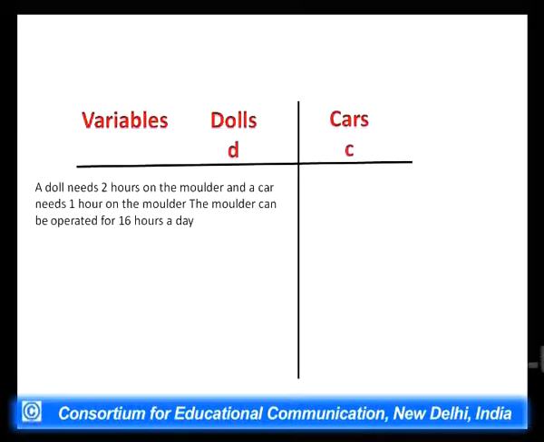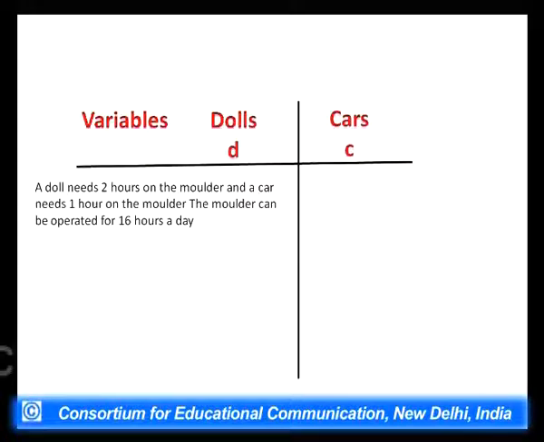Now read the statement of the problem and pick the relevant portion, and I have picked the relevant portion. The doll needs 2 hours on the molder. Now I am talking about the molder only, and a car needs 1 hour on the molder, and the molder can be operated for 16 hours a day. This statement is there, and this statement is to be written in the mathematical form.